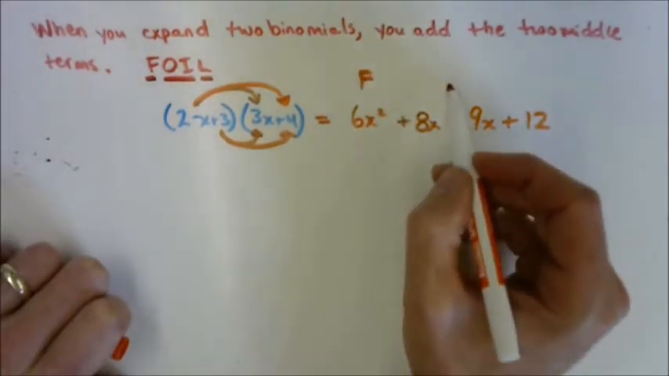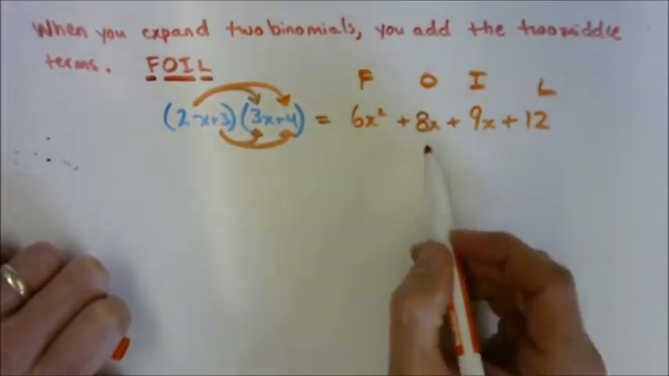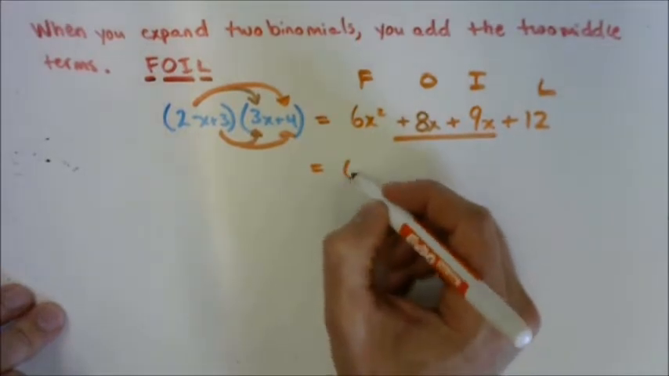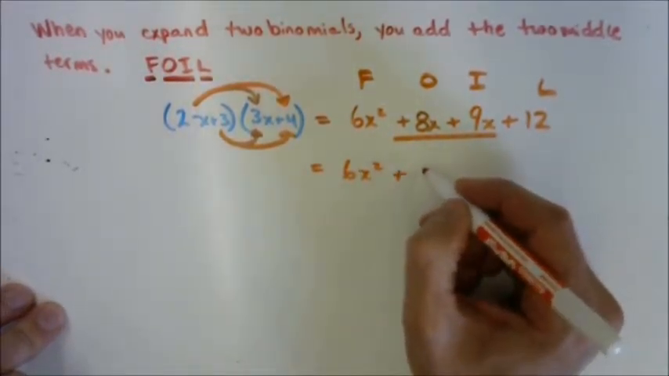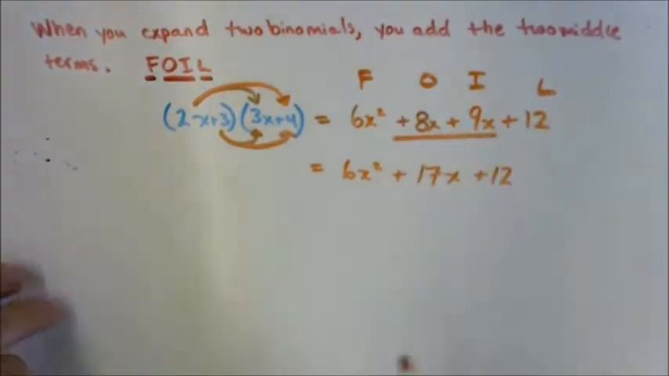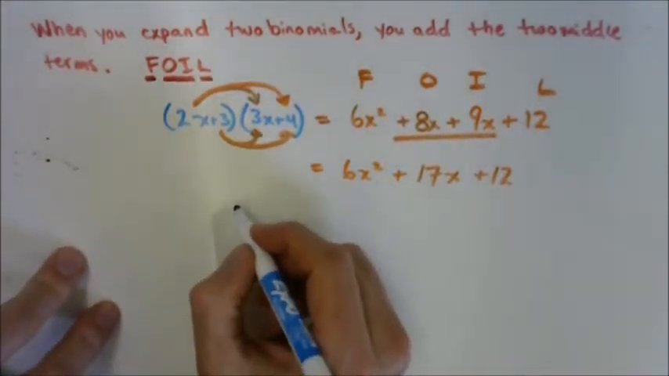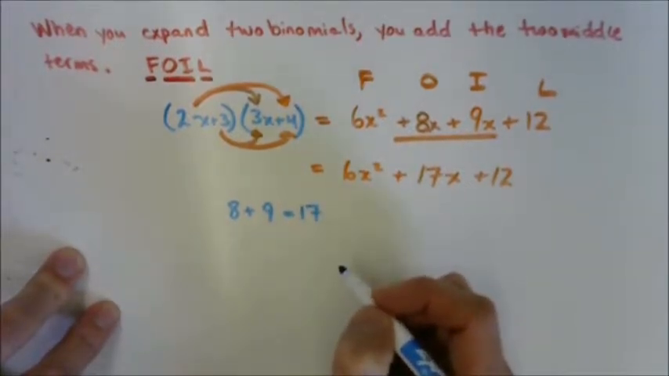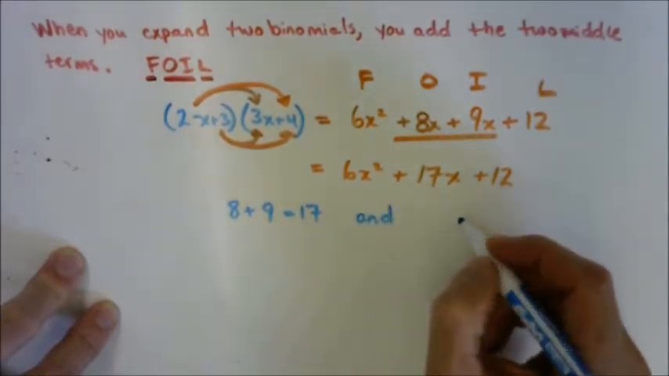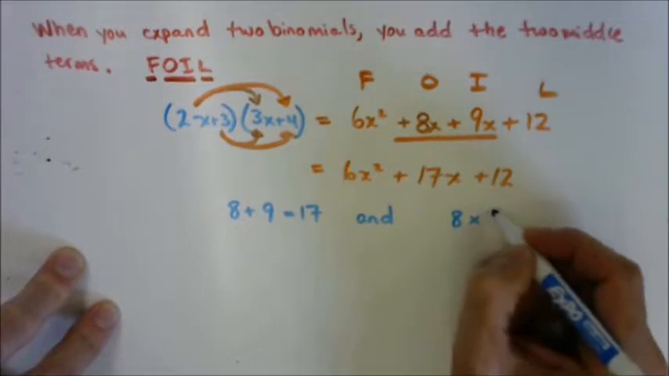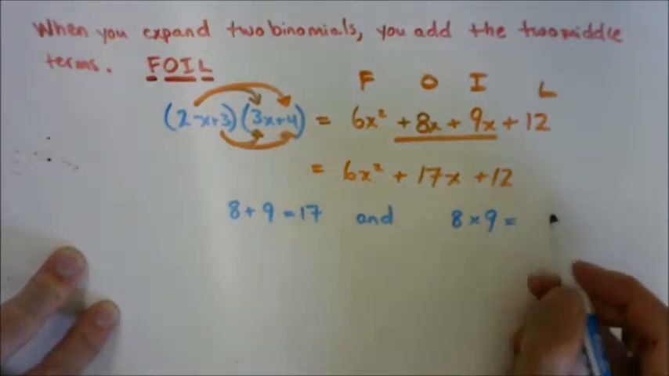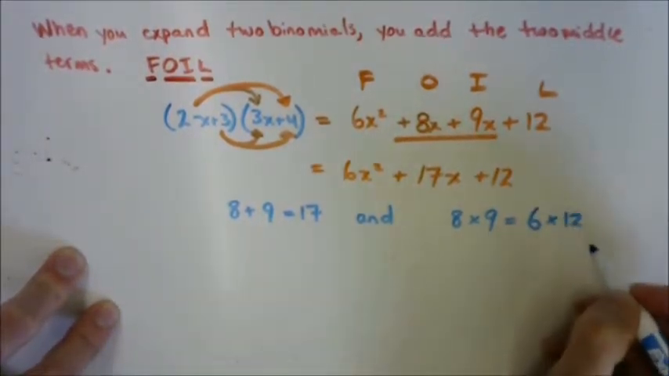So here we have FOIL, and look at what happens to these terms. We add them up, right? So our final answer here would be 6x squared plus 17x plus 12. Notice the following pattern. 8 plus 9 equals 17. And 8 times 9 is equal to, not 12 this time, right? It's not sum and product, but it's 6 times 12.